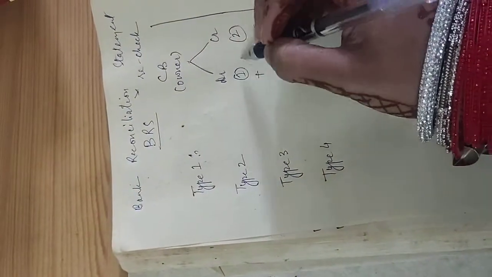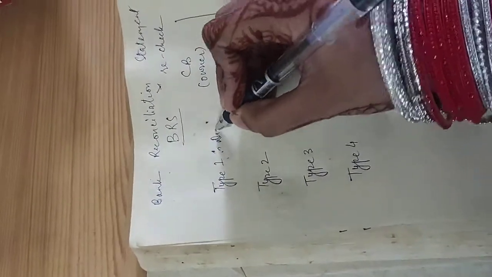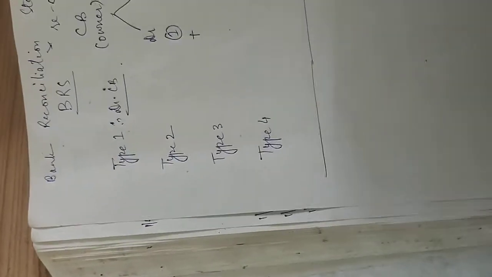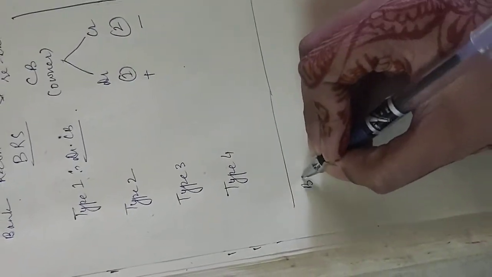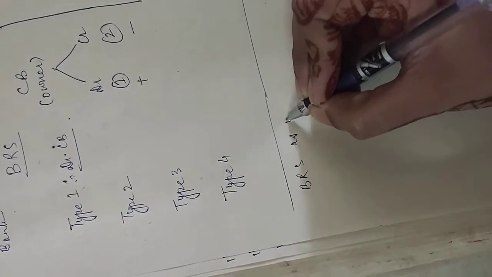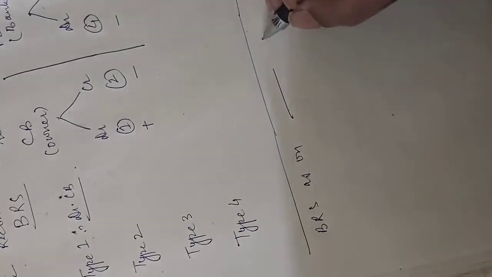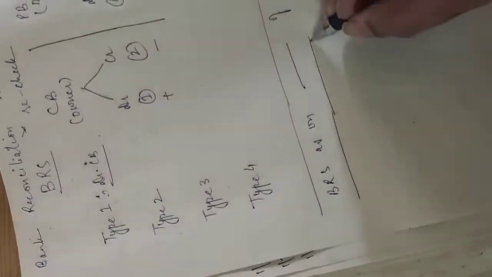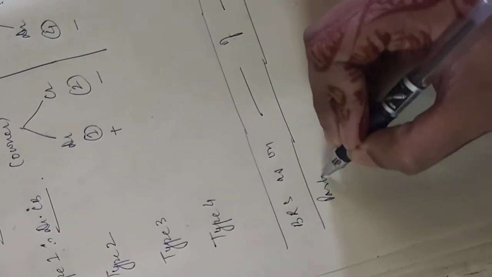So for the first type, we will be starting with the question of debit balance as per cash book, right? I will continue this as a question only so that you have a better understanding. The format is as such: the BRS as on so and so date of so and so person as per the information available in the question.